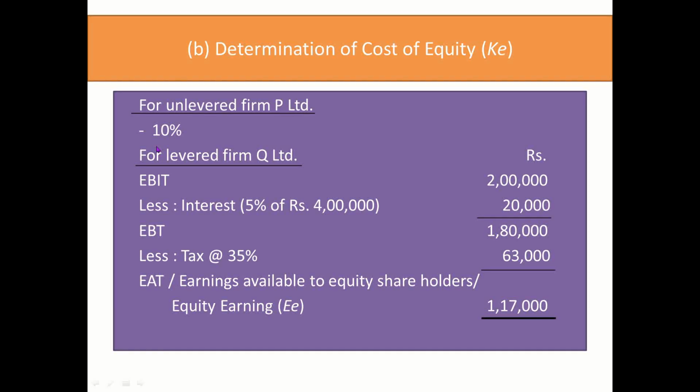Now we will come to the cost of equity in case of Q Limited, which is a levered firm. In Q Limited, 4 lakh is your debt and 6 lakh is your equity share capital. So EBIT is 2 lakh, interest is 4 lakh into 5%, it comes to 20,000. So EBT, earnings before tax, is 1,80,000, tax is 35%. So earnings available to equity shareholders is 1,17,000.